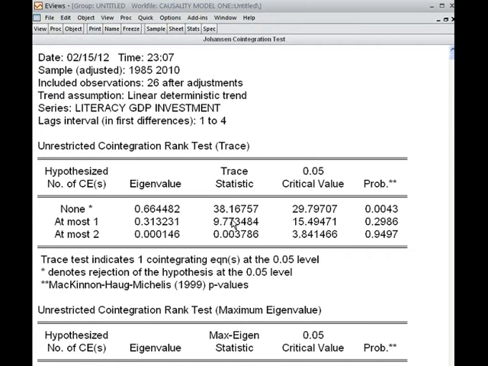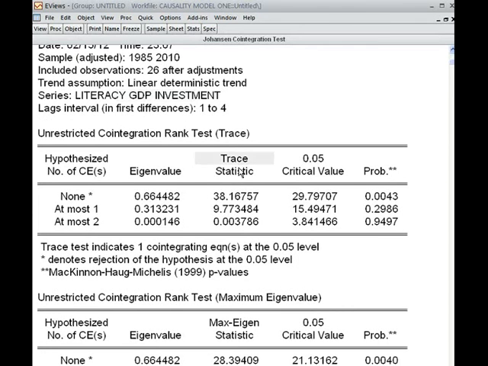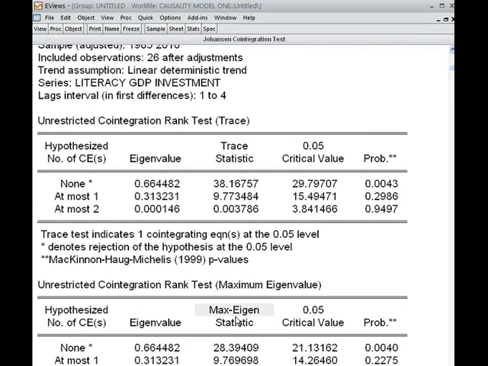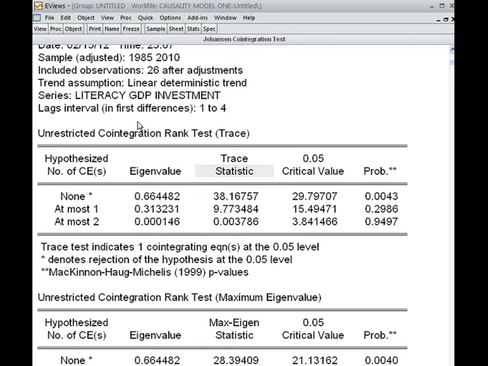Okay. So this is the outcome. Literacy, investment, right? And here our trace statistics, right? And also my max eigenvalue statistics. So first we check this one, trace statistics, right? Okay. And it is our null hypothesis, number of cointegrated equation.